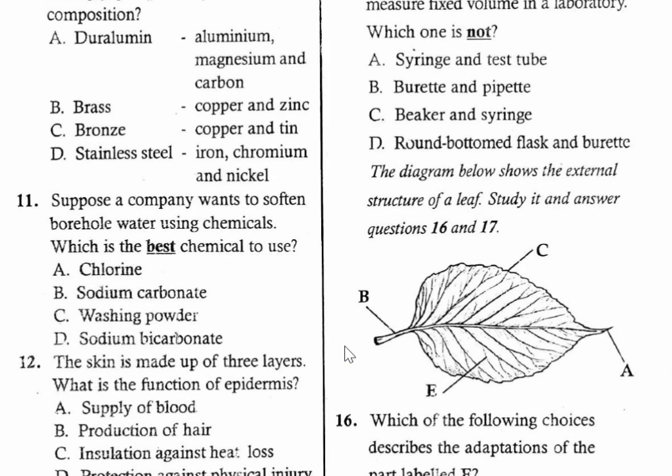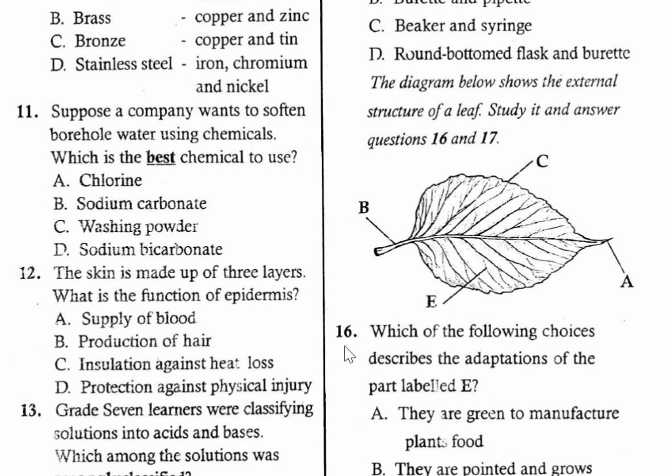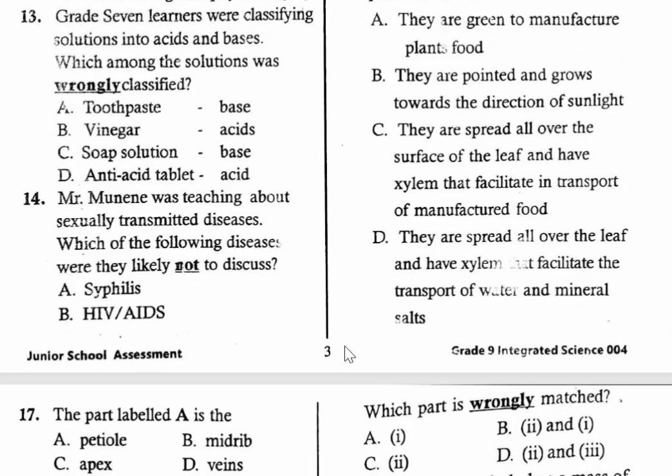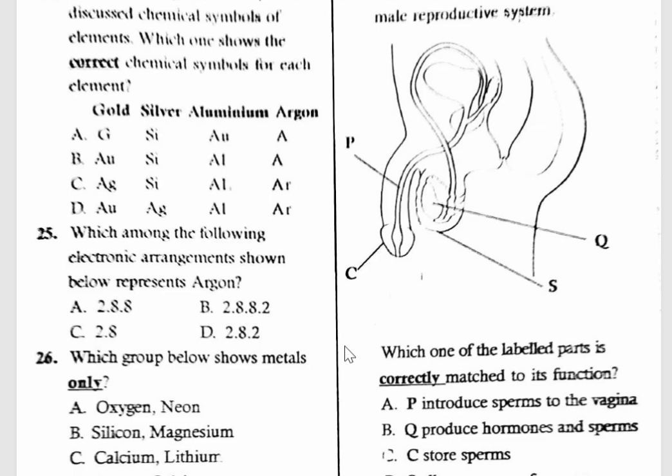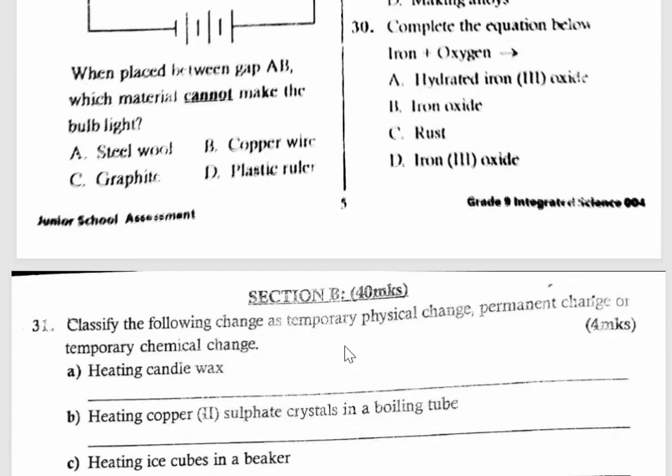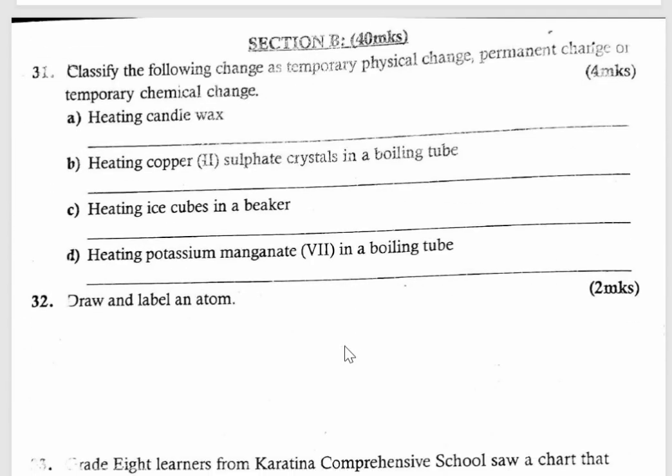So Section A was a multiple choice question. We covered from question number 1 up to question number 30. And today we're going to dive into Section B, which is structured questions. Without wasting time, let us start. So classify the following change as temporary physical change, permanent change, or temporary chemical change.